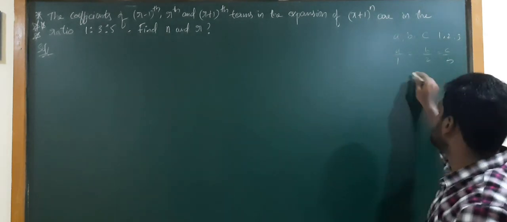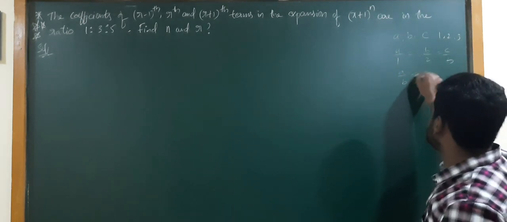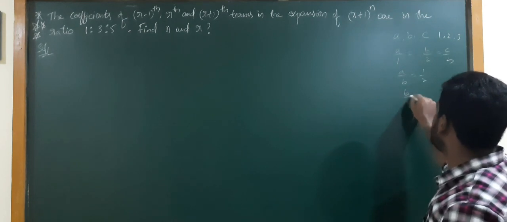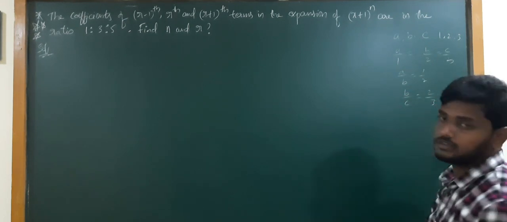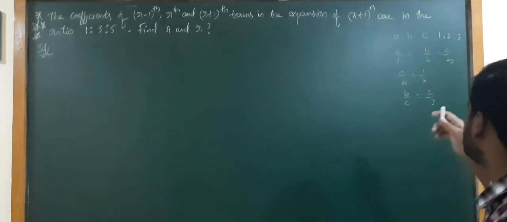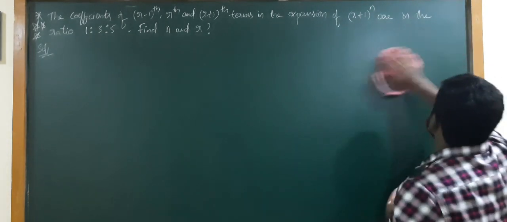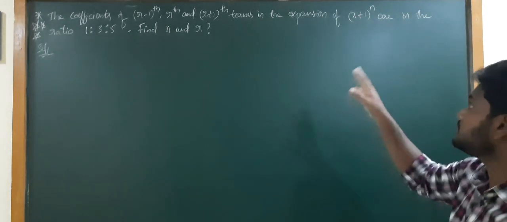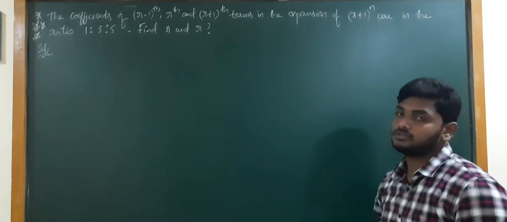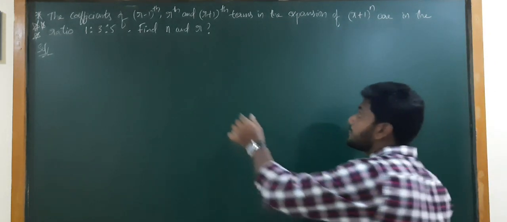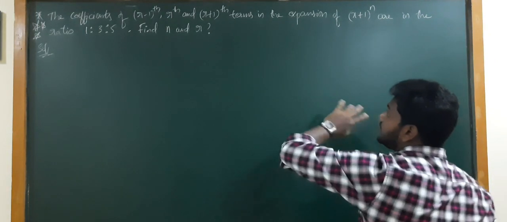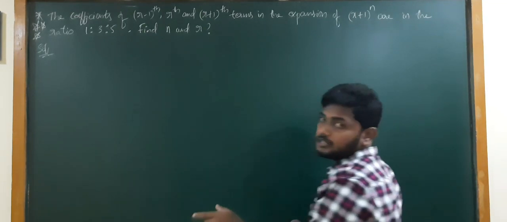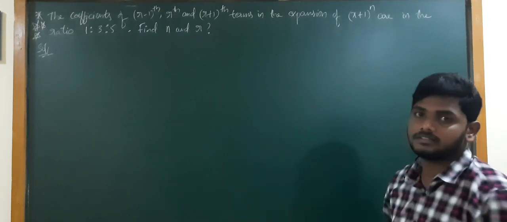We can write like this: a by b is equal to 1 by 2, or b by c is equal to 2 by 3, also we can write. If they said they are in that ratio like this. Now they said that those three terms in the expansion are in that ratio 1:3:5. Now in the expansion (x plus 1) whole to the power of n, how to find the r minus 1th term, rth term and r plus 1th term?